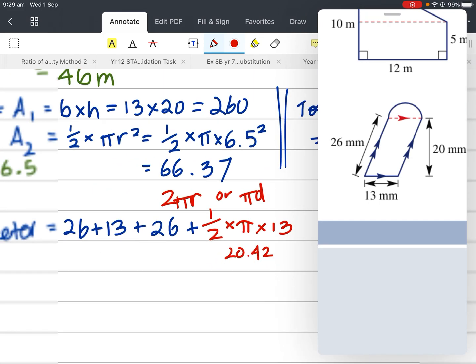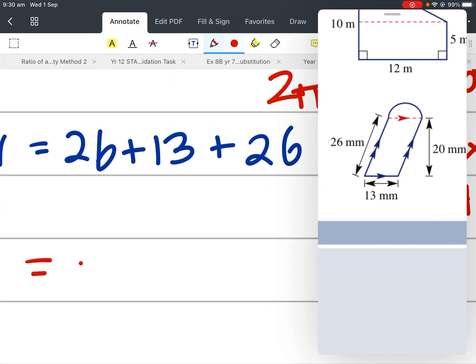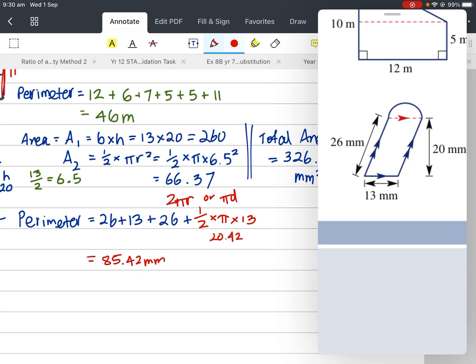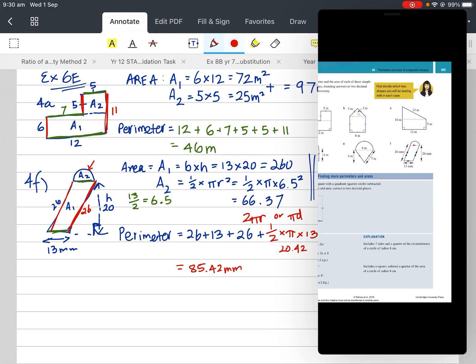Okay, so I just need to add all of those together now. 20.42 plus 26 plus 13 plus, I've put in 113, that's silly, plus 26 again, and that gives me 85.42 millimeters. So there's your perimeter and there's your area. Okay. Alright, let's try what's next.